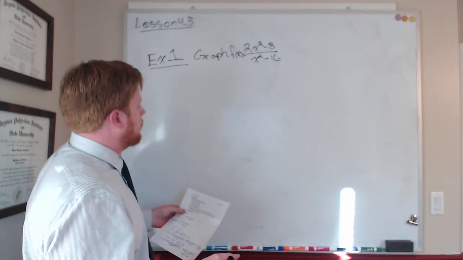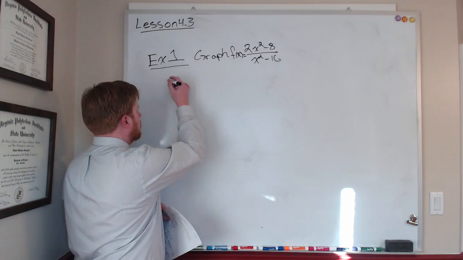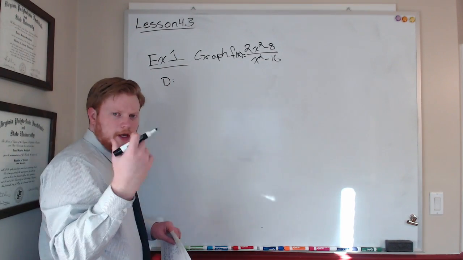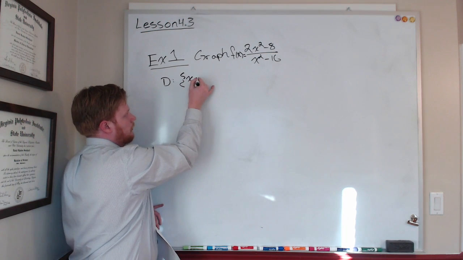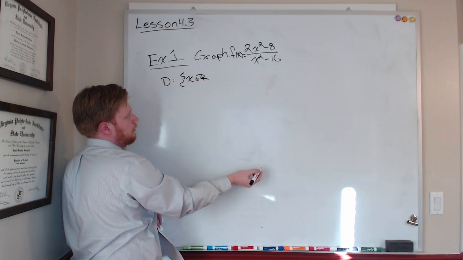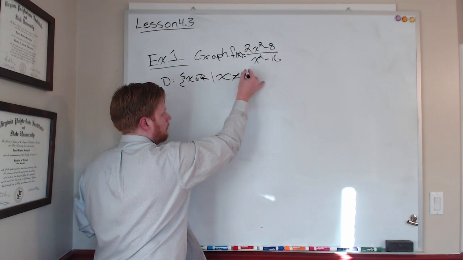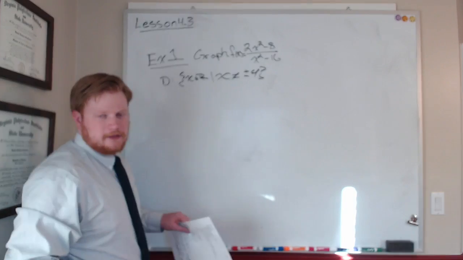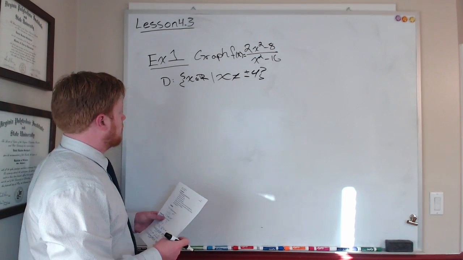And the first thing that we want to do is think about what is the domain of this function, because that's going to help us start to formulate what this graph looks like. This function is defined for all real numbers such that x is not equal to plus or minus 4. And that comes from the fact that the denominator when x is 4 or negative 4 becomes 0.